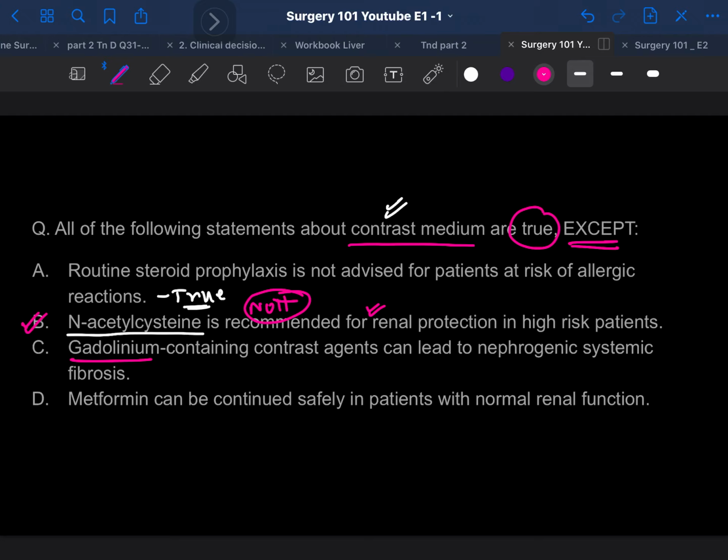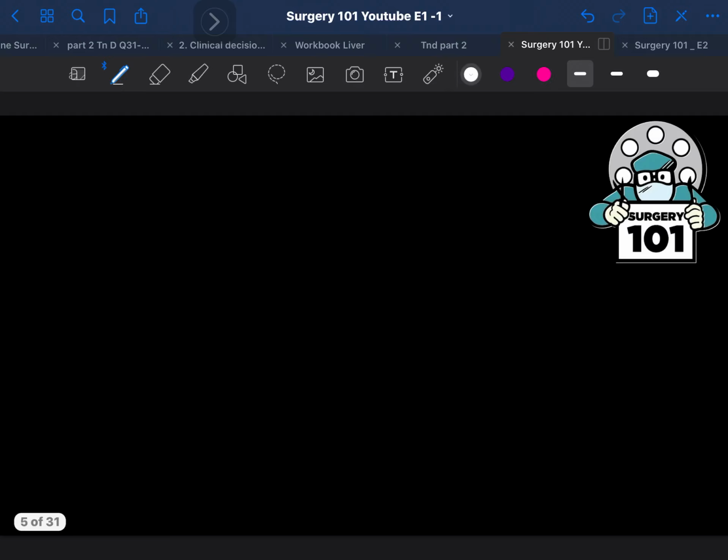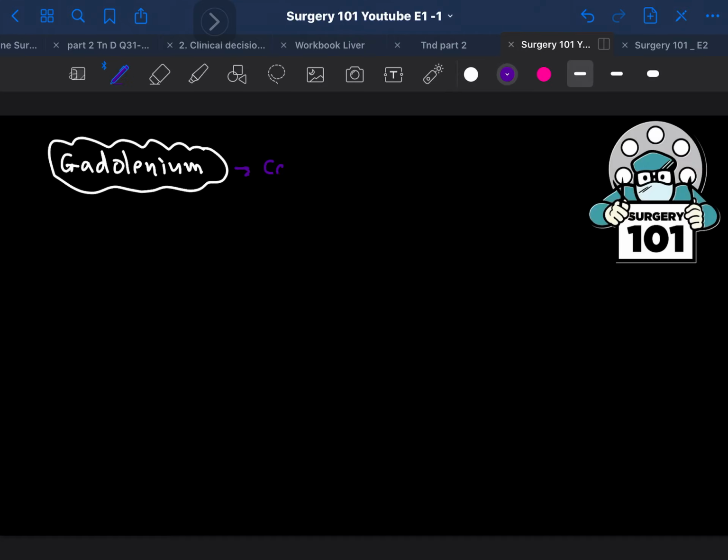Now, gadolinium. What you need to understand is that gadolinium is a contrast agent for what? This gadolinium is a contrast used in MRI. Gadolinium is a contrast which is used in MRI.